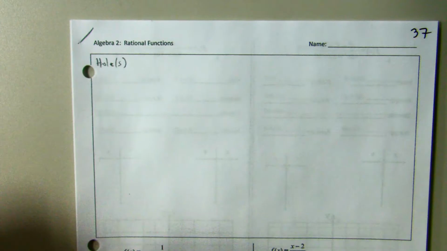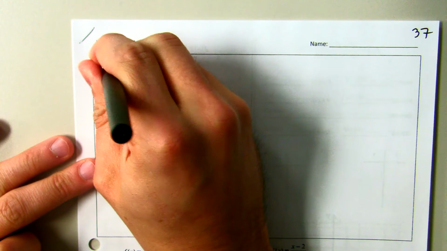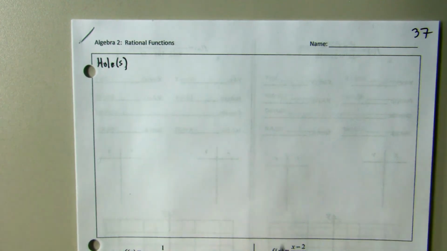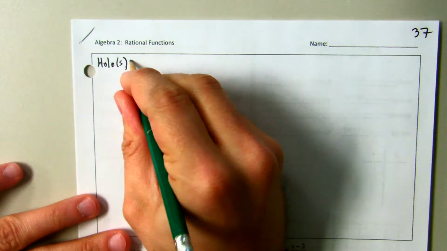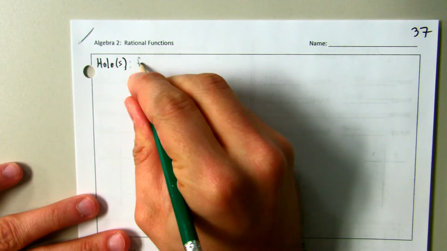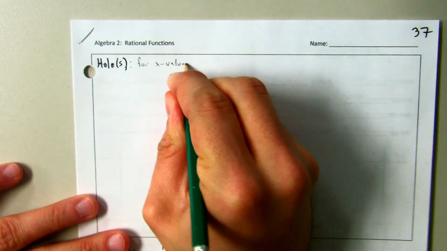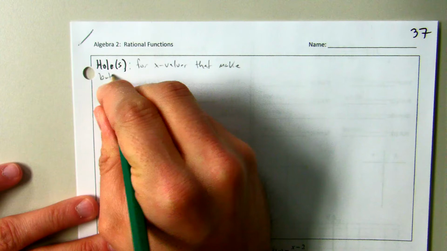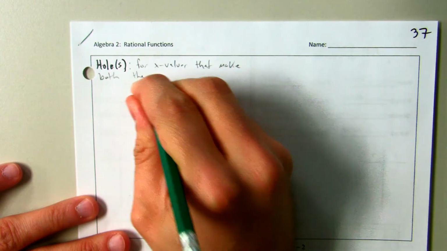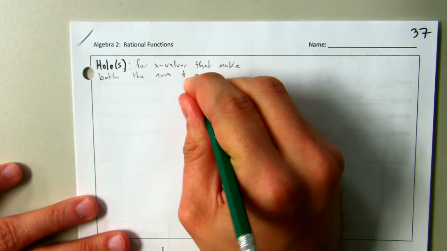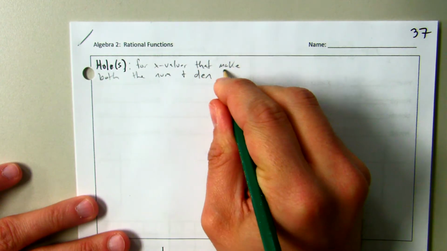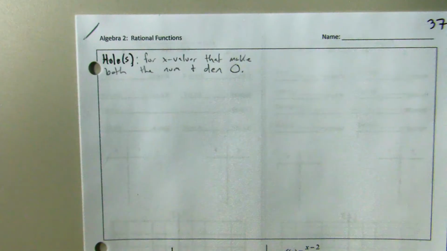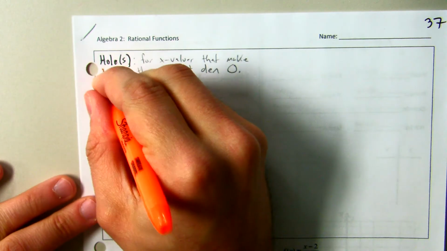Okay, so holes, possibly plural. I doubt we'd give you any that has more than one hole, that would be kind of tricky. These occur for x values that make both the numerator and the denominator zero. The key word in there that I emphasize every time I say it is both. So it made a big difference.